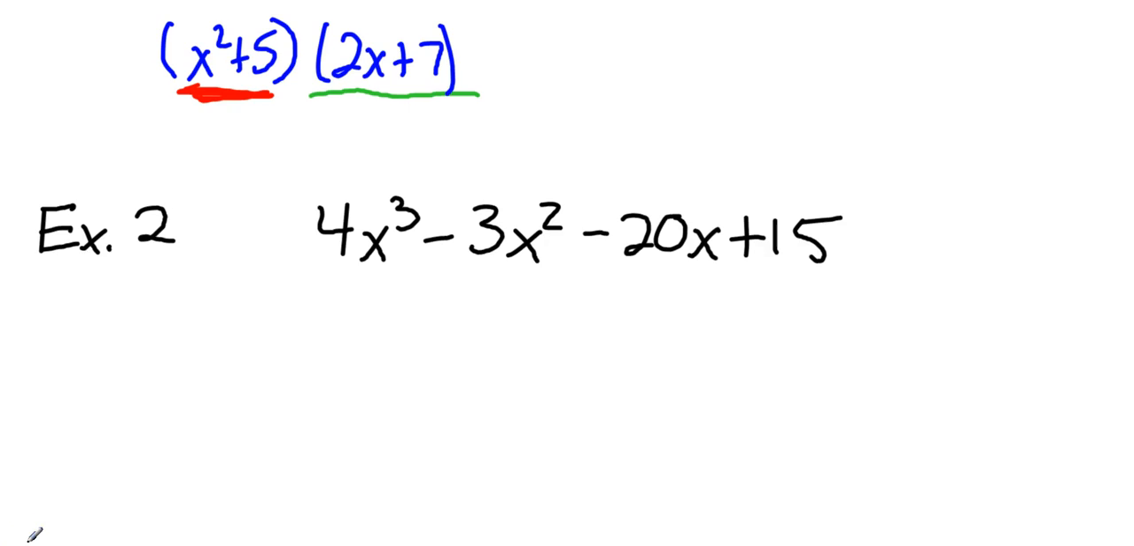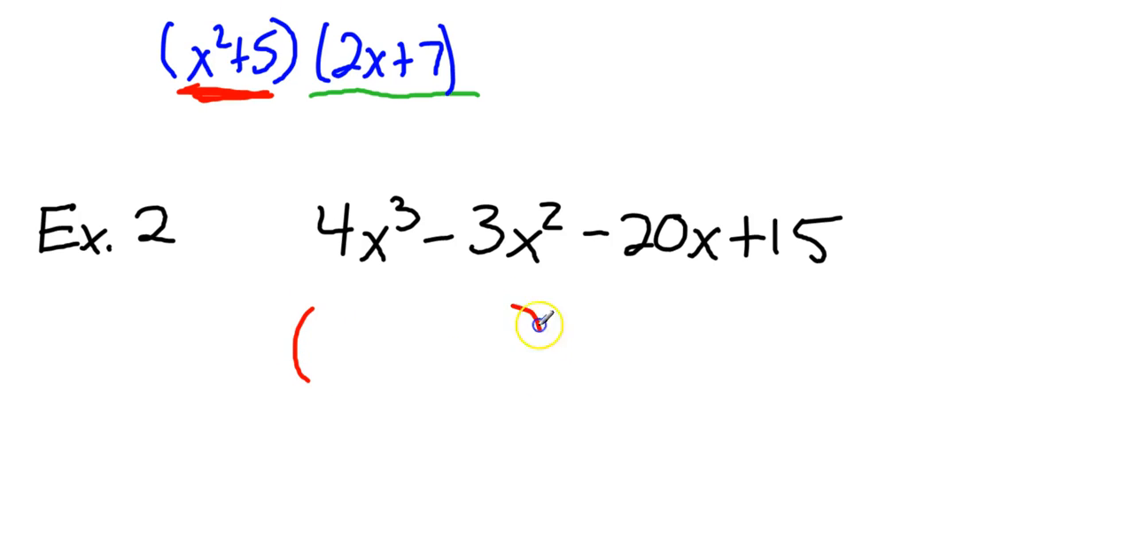Okay, so for example 2, we're going to do 4x to the third minus 3x squared minus 20x plus 15. And when you have negatives, again, it's the same steps. You just have to be careful because sometimes if the sign is off, sometimes that lets you know that maybe the grouping was wrong when you go through these.